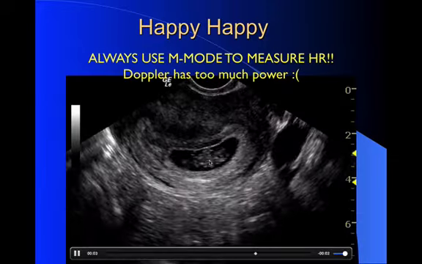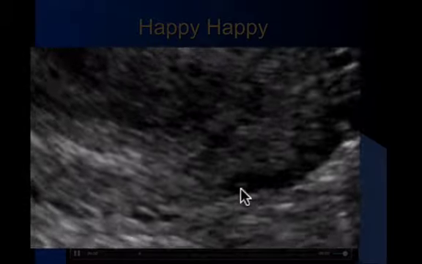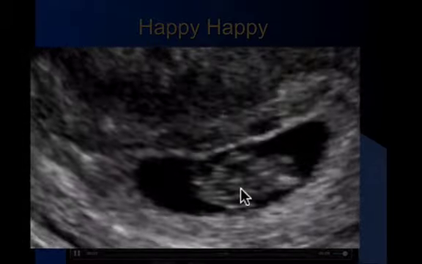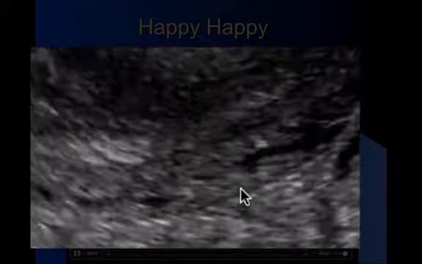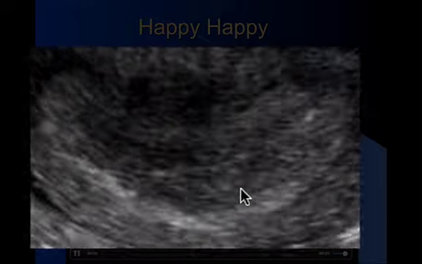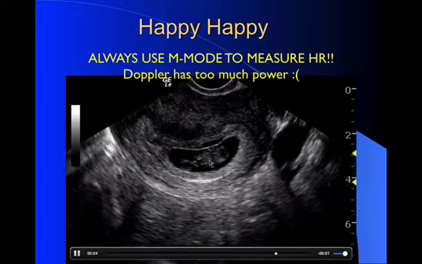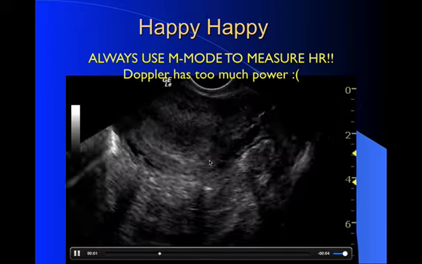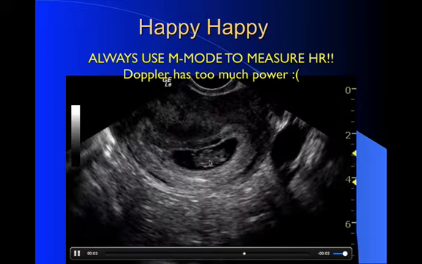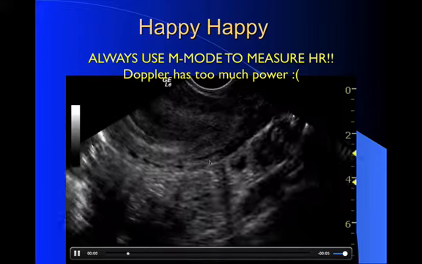This is an example of early fetal heart tones. They may be slow for the first week, from 6 to 7 weeks. And the way we measure fetal heart tones is we use M mode. We do not use Doppler because it has too much power. So always use M mode to look at fetal heart rate.